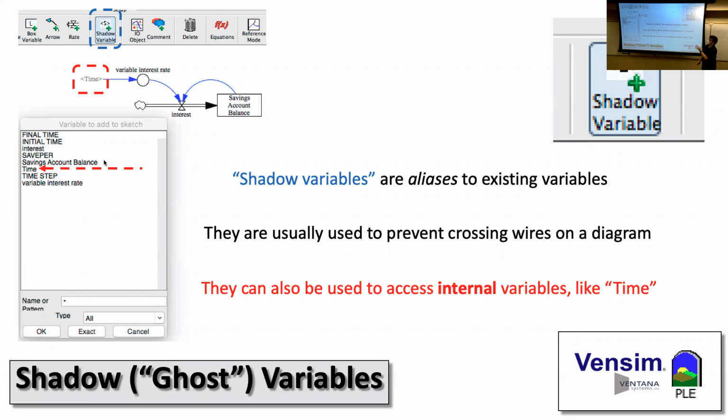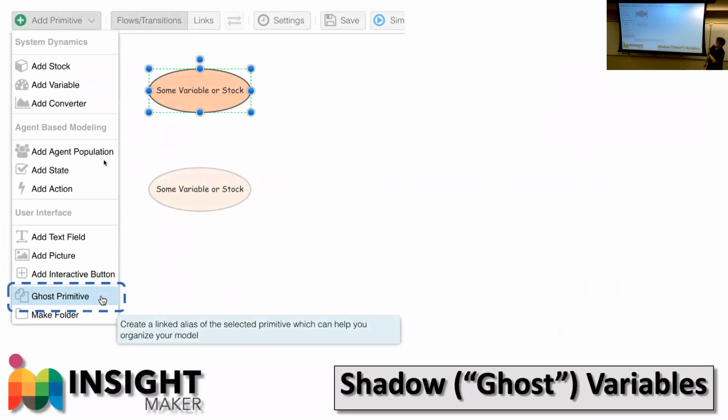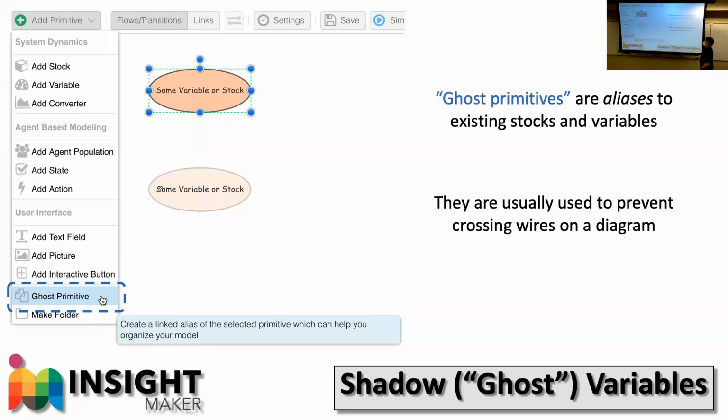So yeah, they give access to time as well. So in Insight Maker, I don't think I went over this earlier, but under add primitive, they've got a ghost primitive, and it's the same idea. You can select an object, and then you can say add primitive, ghost primitive, and it can create a copy of it. And it actually looks just like the original one, but it's kind of faded a little bit. And then you can drag that and place it anywhere around here. And whatever happens to this one will also happen to this one. So if you draw links to this one, you're effectively drawing links to this one and vice versa. So same idea, you can do ghost primitives in Insight Maker.